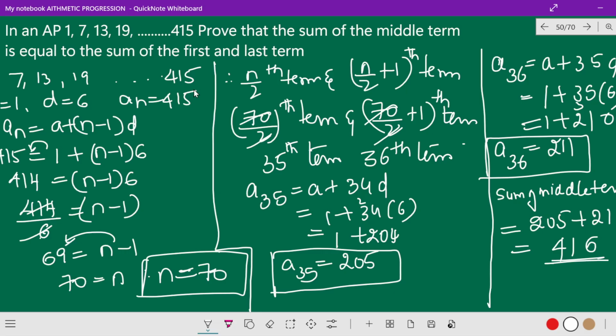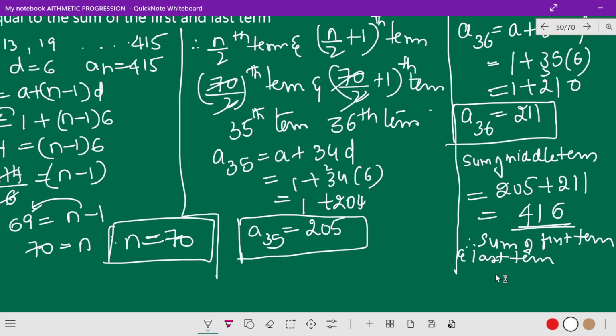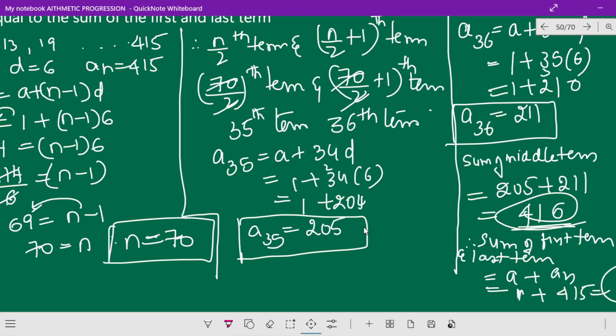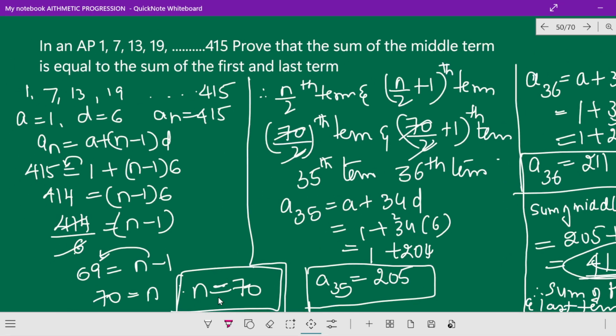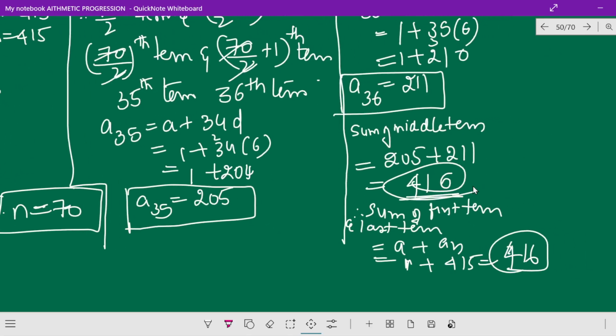Sum of first and last term. First term is 1, last term is 415. Therefore, the sum of the first term and last term, that is, first term is A, last term is AN. First term is given in the AP as 1 plus 415. The answer is 416. So in both cases we got the answer 416. Hence we have proved that the sum of the middle terms is equal to the sum of the first and the last term. We got the answer, both are equal.